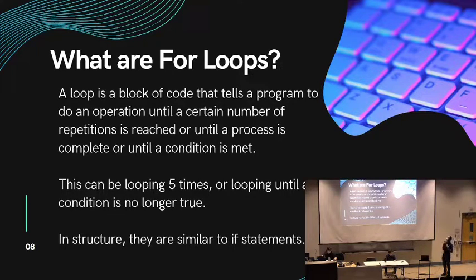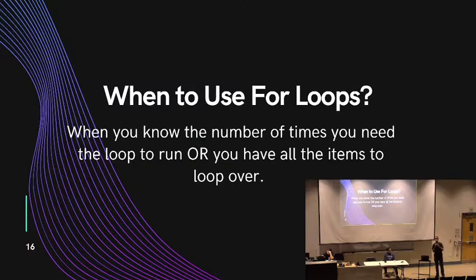For loops, a loop is just a block of code that tells a program to do an operation until a certain number of repetitions is reached or a condition is met. So basically, a for loop runs for a fixed interval. So if you have a specific number, so run this 10 times, that's when you'd use a for loop. It could be running 5 times or until the condition is no longer met. But the structure is very similar to an if statement. In general, with a while loop, it's a little bit different from a for loop. We'll move on there.